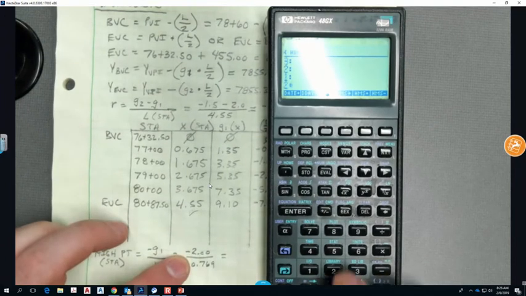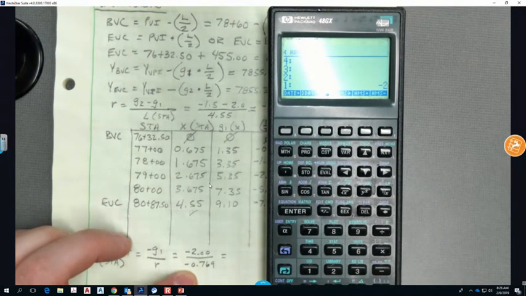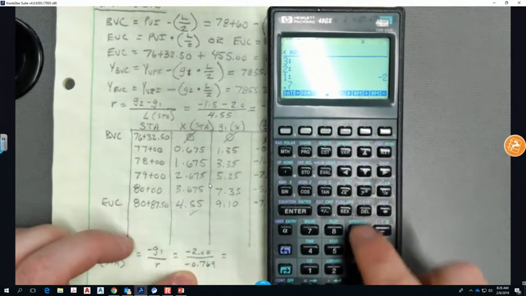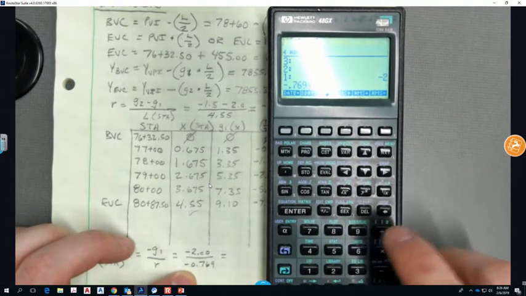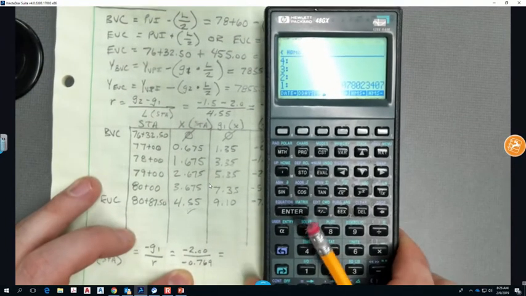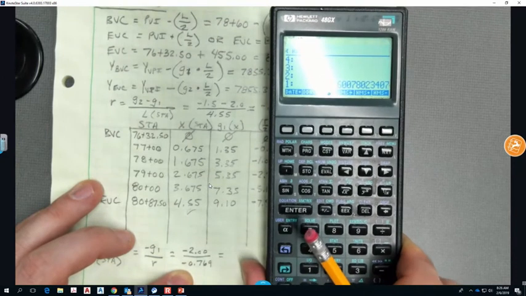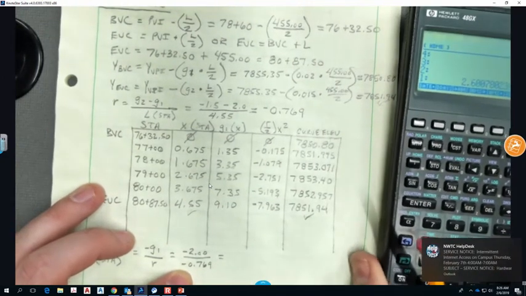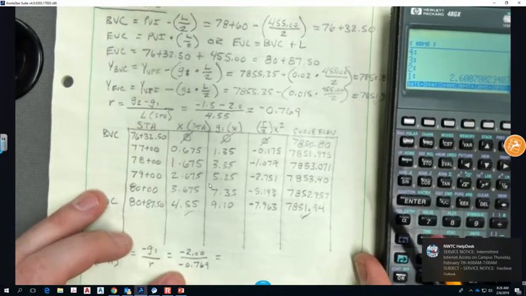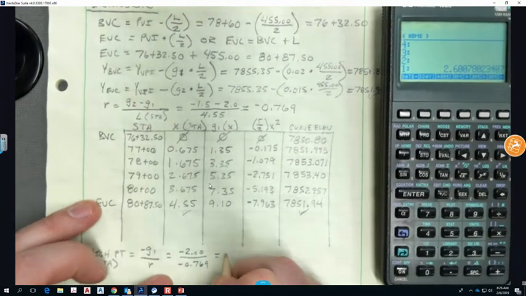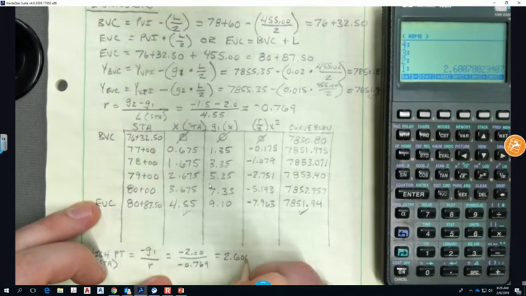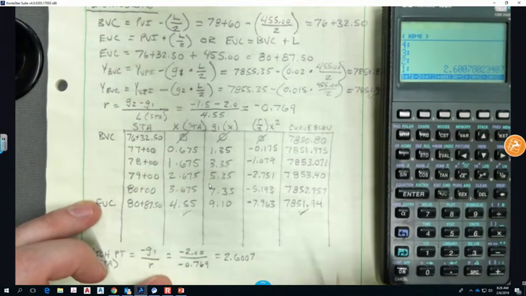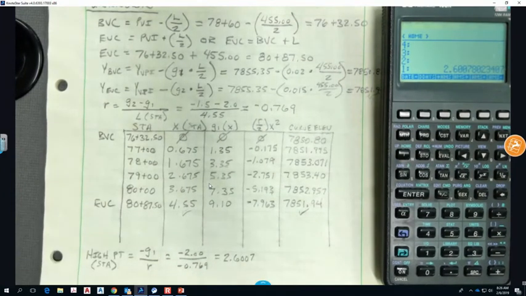Okay, so if I go 2 negative divided by 0.769 negative, it's 2.6007. Okay, I'm going to carry out significant digits on this one for a reason, okay? So this is in stations, 2.6007. Carried out to the 10,000th there.